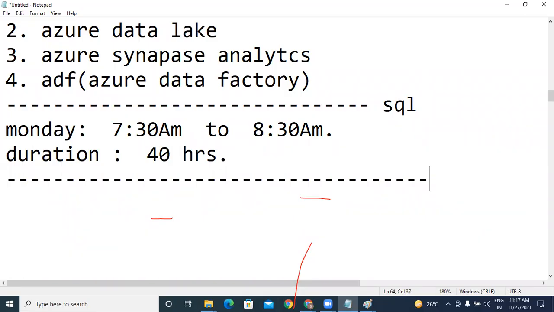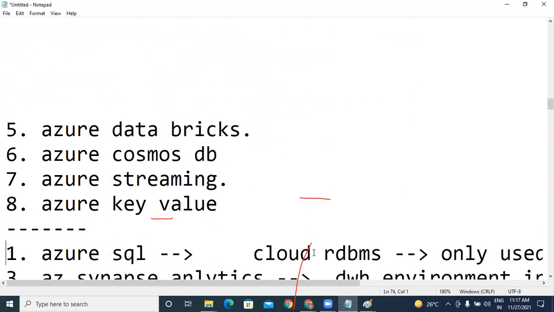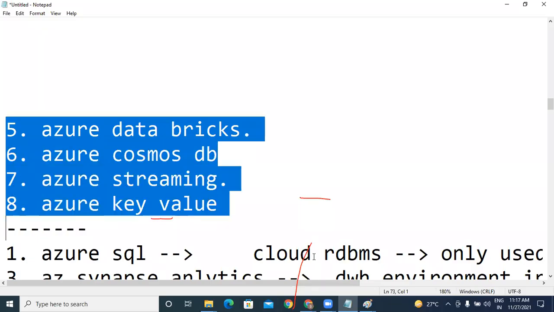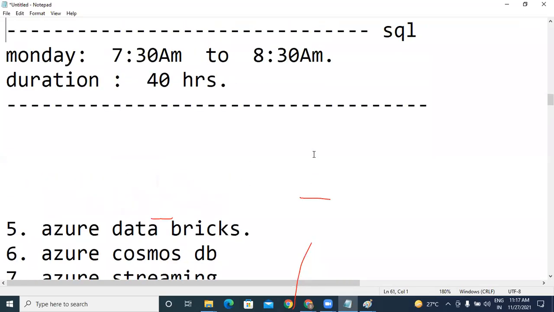There is no coding complexity. But what about the remaining things? You don't worry about the remaining things. But in our Zoom online meeting, there are already some ADF developers. For them, the remaining things will be helpful. So for those people, instead of reinvesting for all these products, I have recorded sessions about all these things. Those recorded sessions I will give after completion of your ADF part. If you are interested in Databricks, by watching those recorded sessions you can learn it. No need to invest again for that.